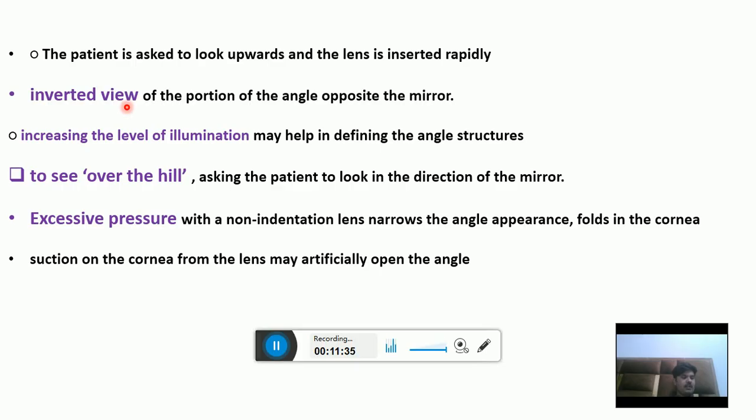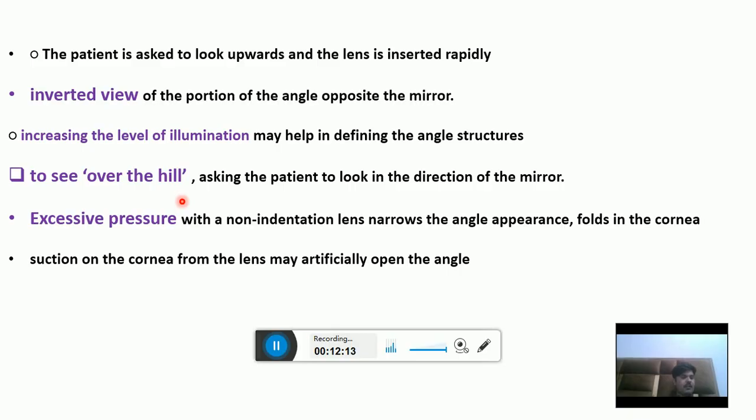Once the initial examination has been performed and the findings noted, increasing the level of illumination may help in defining the angle structures. When the view of the angle is obscured by a convex iris, it is possible to see over the hill by asking the patient to look in the direction of the mirror. Only slight movement is permissible, otherwise the structures will be distorted and a closed angle may appear open.